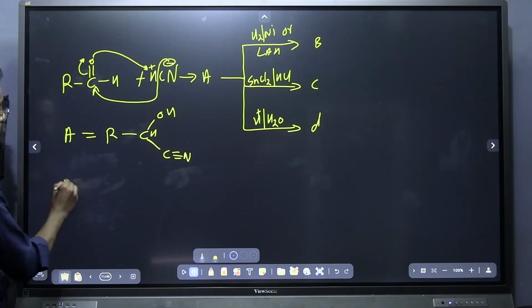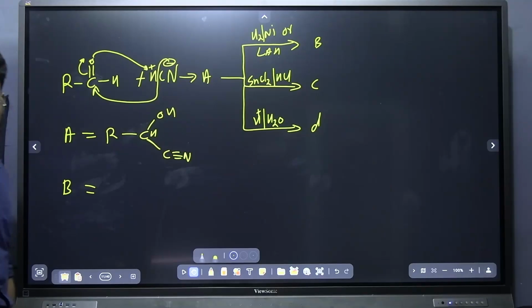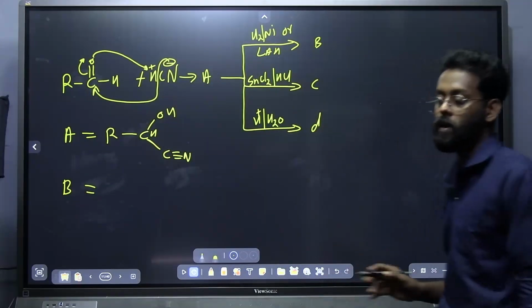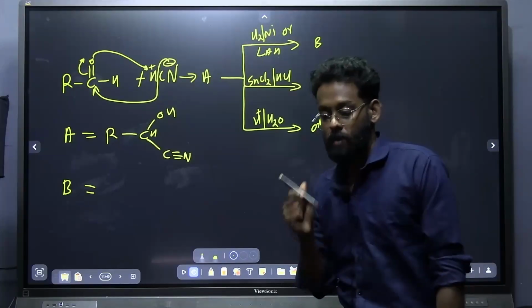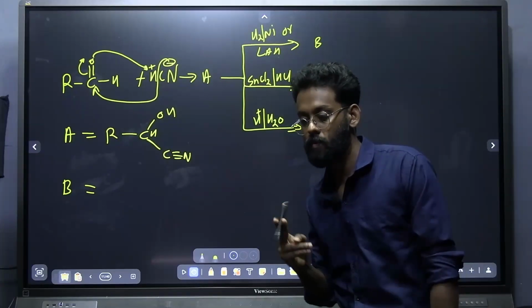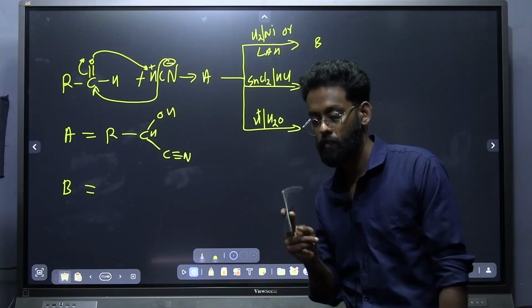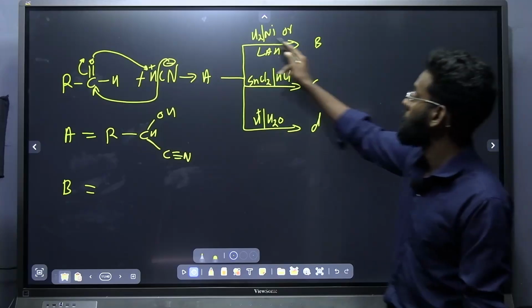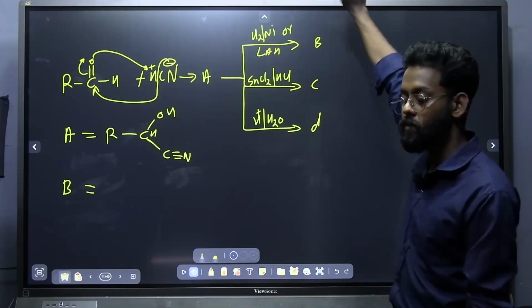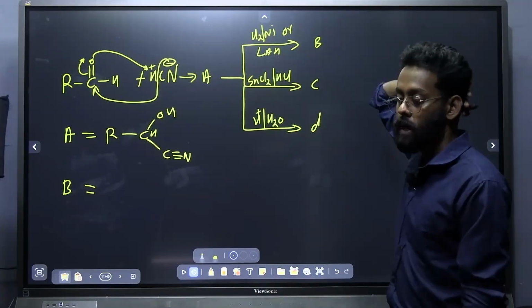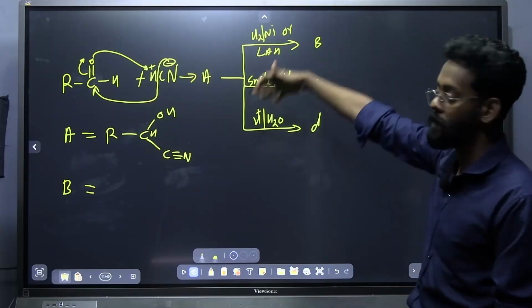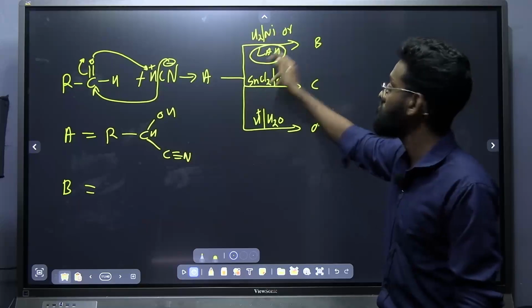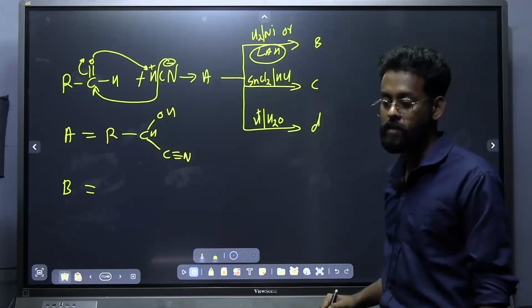But what is the product B? What is going to happen to the OH or the C triple bond N? Give me the answer. H2/nickel is hydrogenation, addition of hydrogen in the presence of a nickel catalyst. What is going to happen here? Or lithium aluminum hydride. Who is this guy? Lithium aluminum hydride.